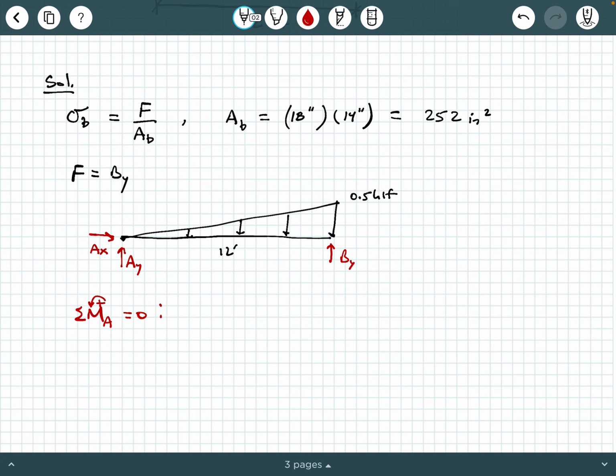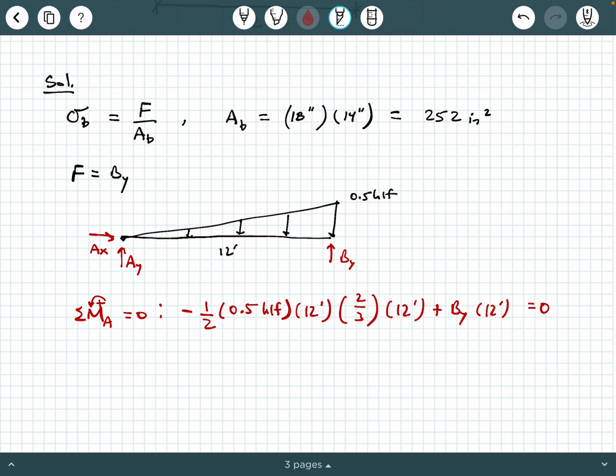So we're going to perform this equilibrium calculation. We're going to say negative 1/2 times 0.5 KLF times 12 feet times 2/3 of 12 feet, okay? And then we're going to say plus BY times 12 feet equals 0. Now, for those of us who are a little rusty from our statics, why did I do this? Where do these numbers come from?